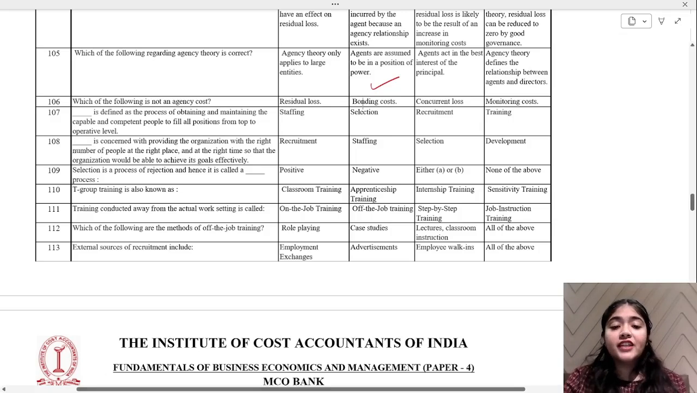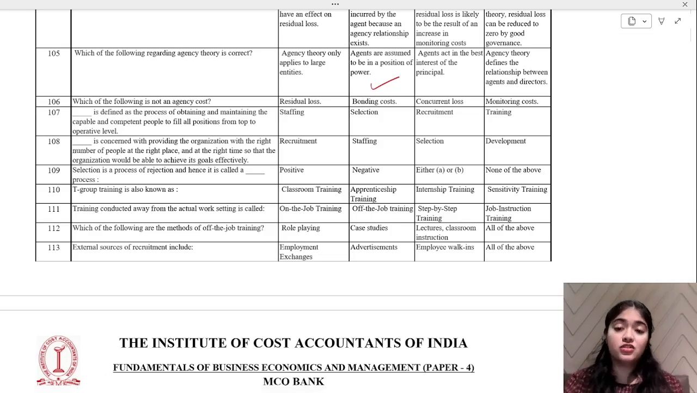Which of the following is not an agency cost? That's correct, option number 2. Which of the following is not an agency cost? Residual loss, bonding cost, concurrent loss, or monitoring cost. Concurrent loss is not an agency cost.